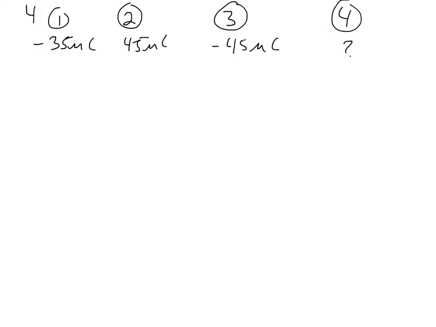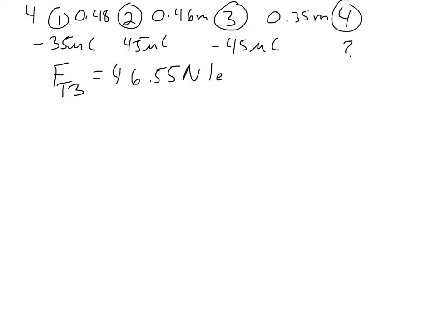We also know this distance between 1 and 2 is 0.48 meters. The distance between 2 and 3 is 0.46 meters. Distance between 3 and 4 is 0.35 meters. And we also know the total force on 3 is equal to 46.55 newtons to the left. So this is the one we're trying to find everything on, because that's what we're given the total force on.